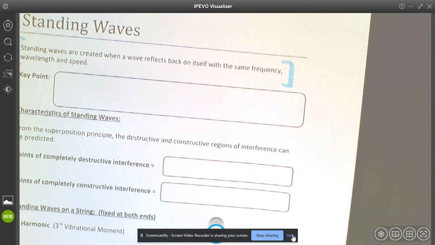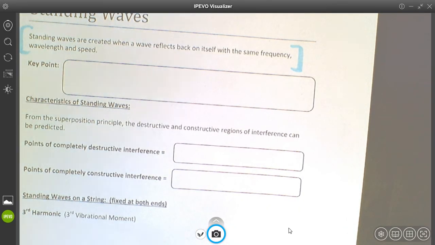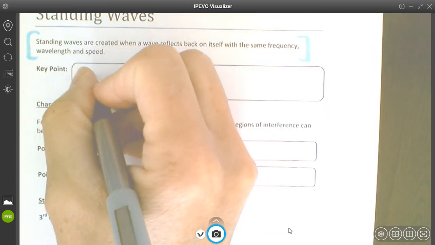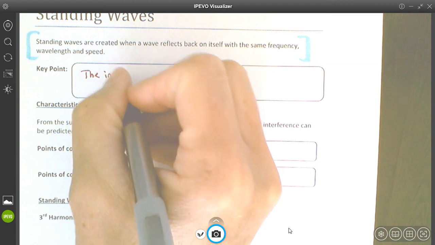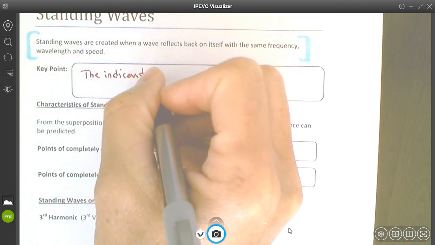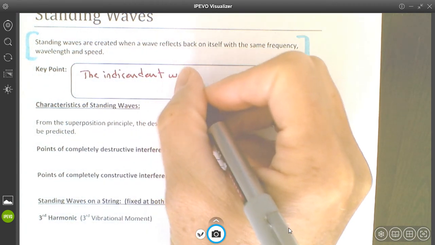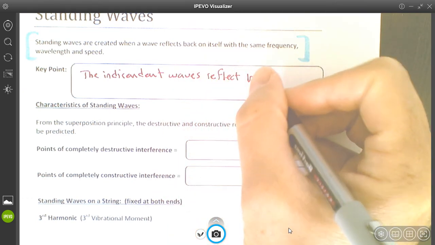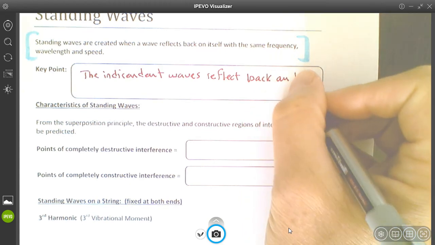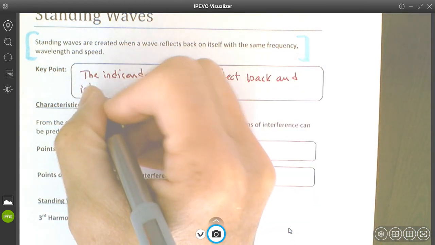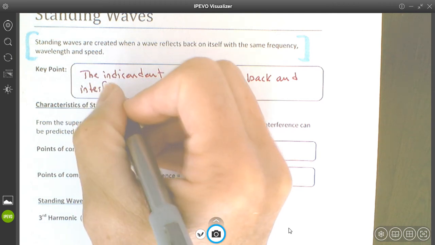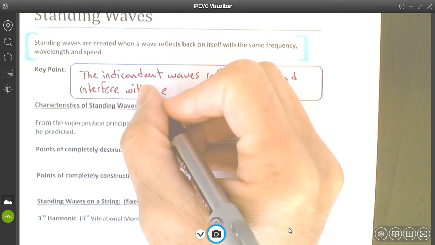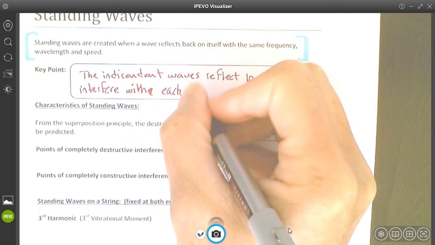Okay, so let's consolidate this into this next part, and then we'll move on to some examples of this for you. Okay, so the key points for standing waves. The key point is the incident waves reflect back and interfere with each other.